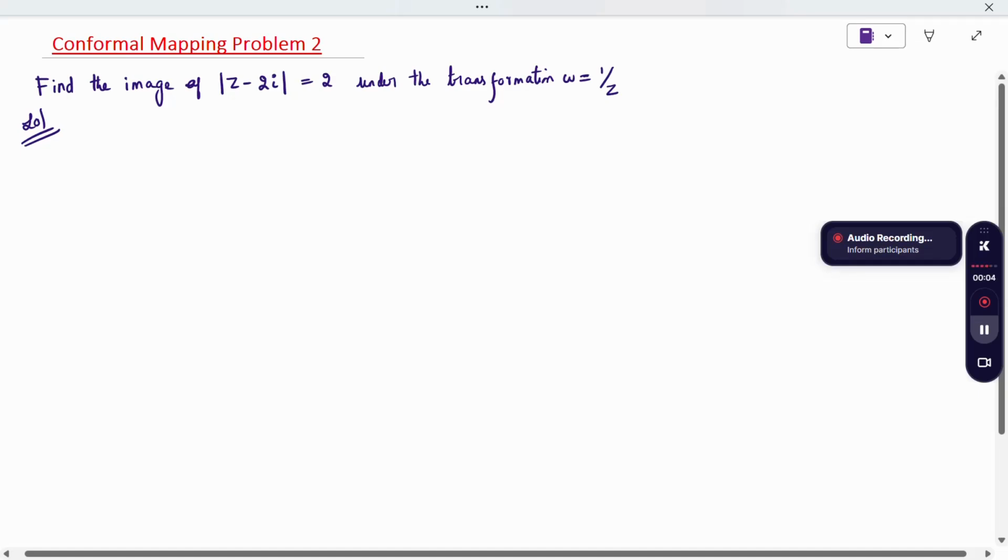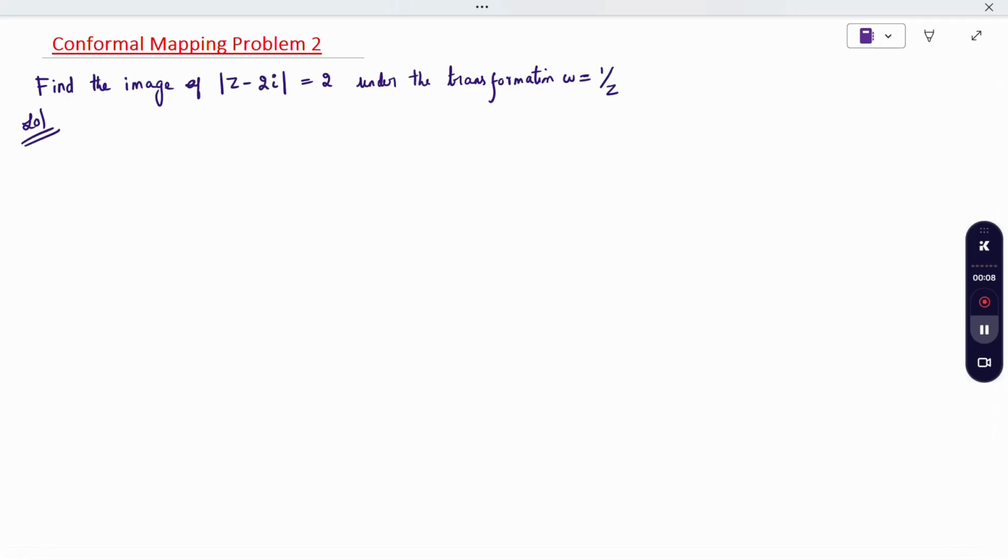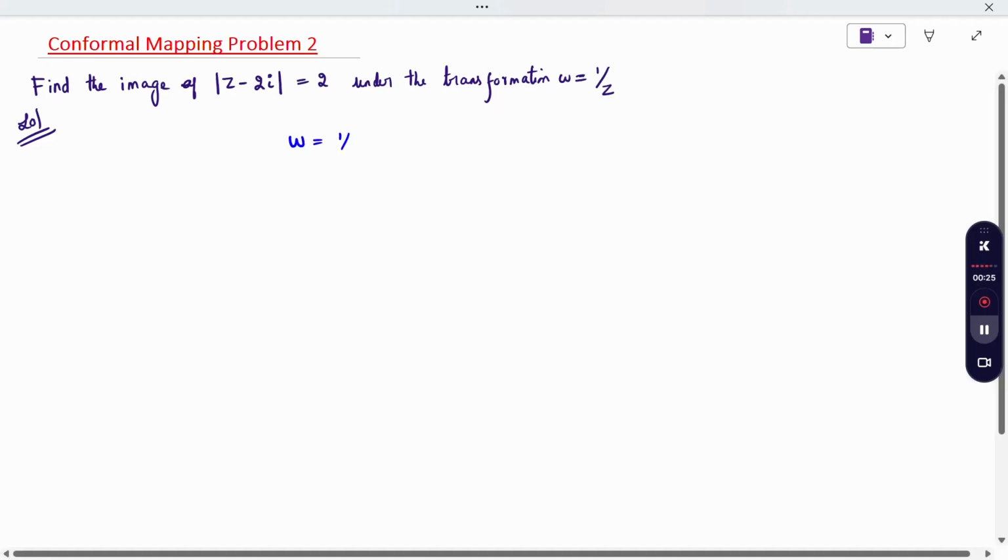Hi all, today's topic is conformal mapping, problem 2. Find the image of modulus of z minus 2i equal to 2 under the transformation w equal to 1 by z. Okay, we have to do the transformation w equal to 1 by z. So what is the question asking? The transformation is w equal to 1 by z.